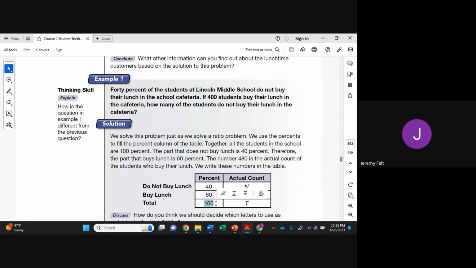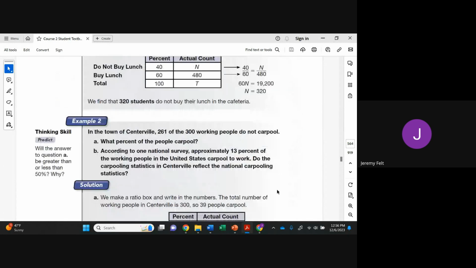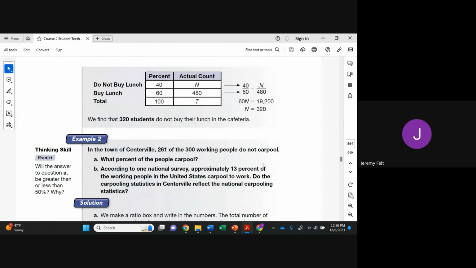Then we put our total, which we know is always out of 100. So that's how we fill in the percent side. Our actual count, we know 480 buy their lunch. Okay. So we set it up. We want to find the number, our actual count, and number of students that do not buy their lunch in the cafeteria. So we set it up.